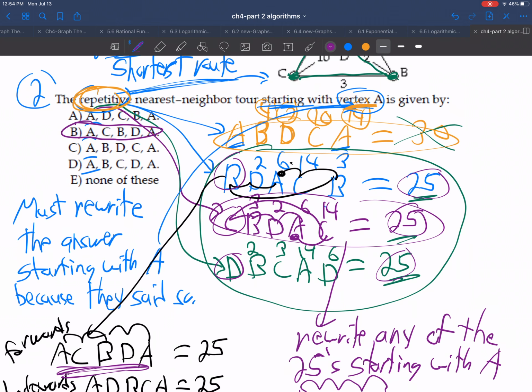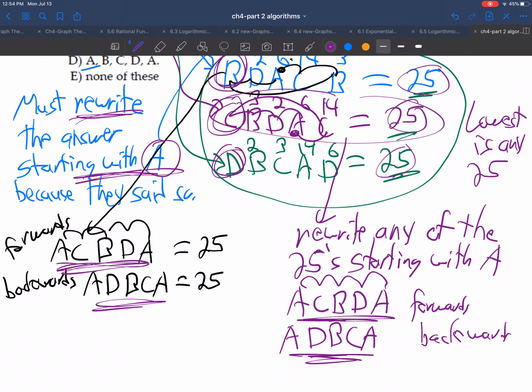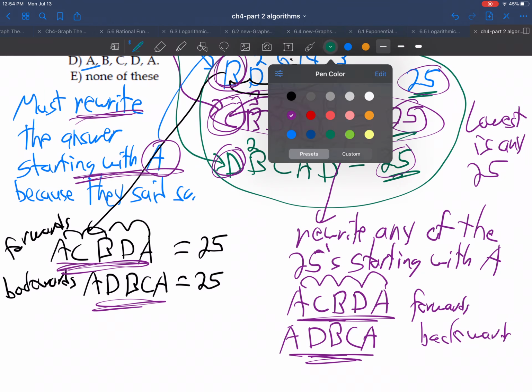That's what's really important. When they say repetitive, don't be thrown. You think, oh, it says A, though. I've got to start with A. No. In the end, you rewrite it starting with A. But that doesn't mean that's all you do is A. It says repetitive, so you've got to repeat. You've got to do A first, then B, then C, then D, and then take the lowest. Must rewrite the answer starting with A. The lowest is any of those 25s. So you take any of those 25s and rewrite them. We could have done the green one. I don't know if you're getting tired of this.